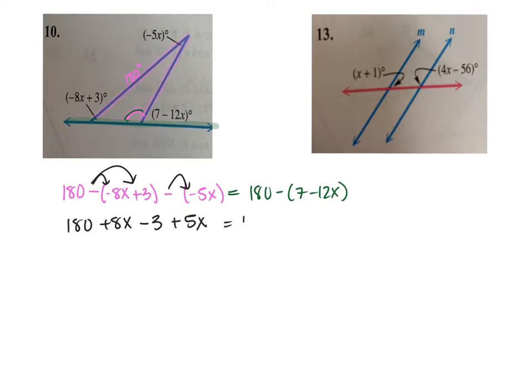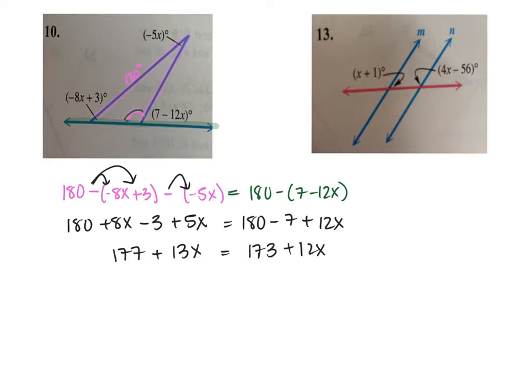And then on this side here, I would have 180 minus 7 plus 12x. And so now when I look at things here, if I combine like terms, I would have 180 minus 3, which is 177, plus 8x plus 5x, which is going to be 13x, equals 180 minus 7, which is 173, plus 12x.